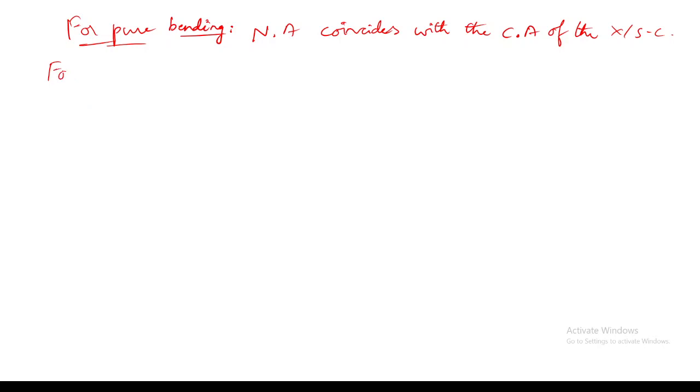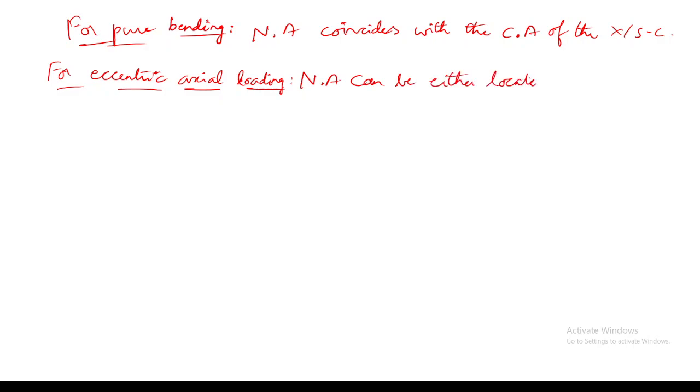Whereas for any kind of eccentric axial loading, okay? Eccentric axial loading means you will be having both bending stress as well as axial stress. So during this type of loading, neutral axis can be either located inside the fibers, or it can be outside the cross section.